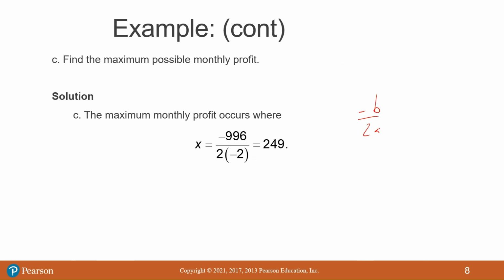And then if we find that, we can find the resulting profit by plugging in that 249, which is what we get out of there. And our monthly maximum profit here is $122,003. Now, like I said, you could calculate that by hand, that's fine, or you could do it on your calculator. I'm going to show you how to do it on your calculator really quick.